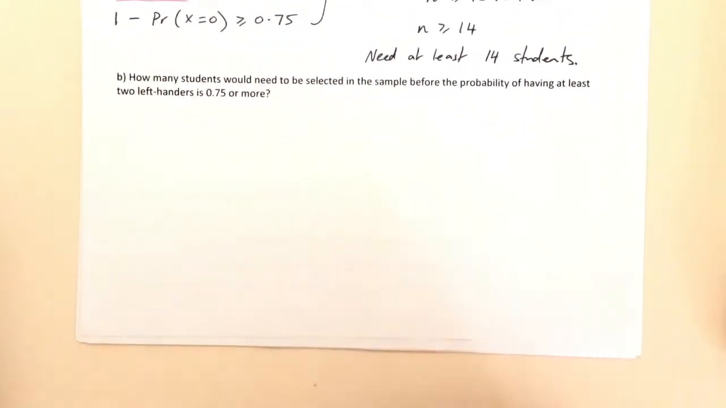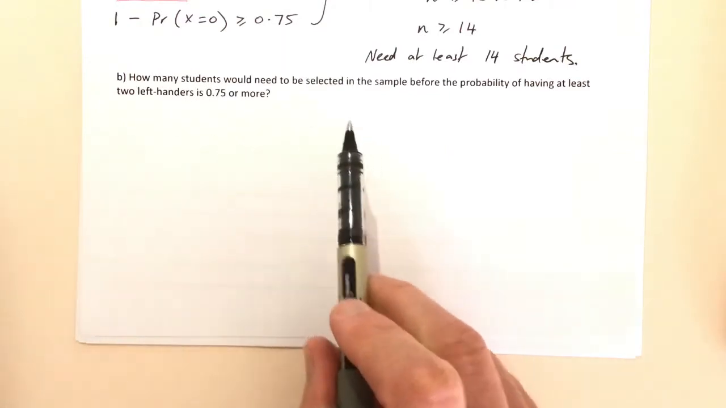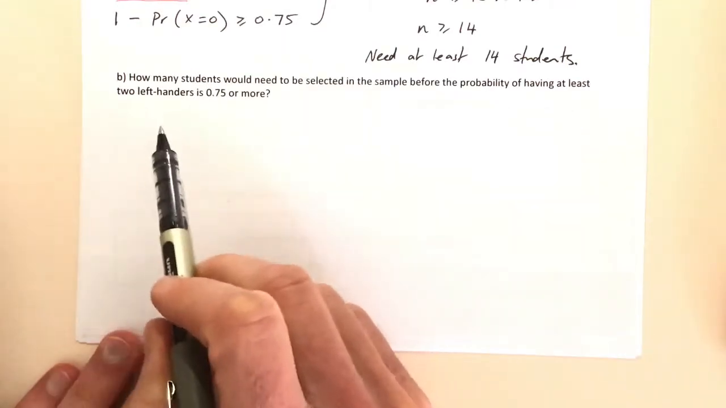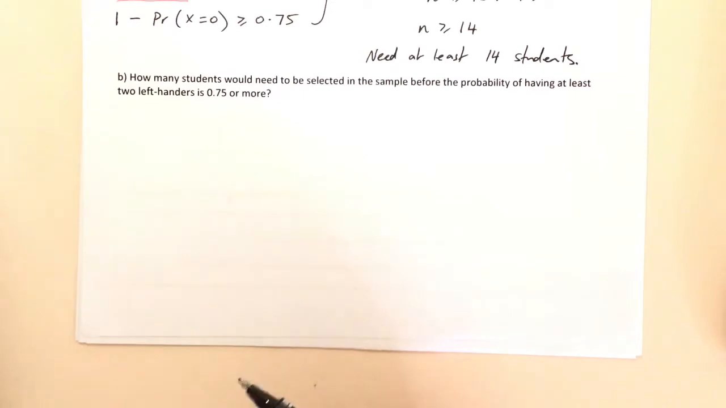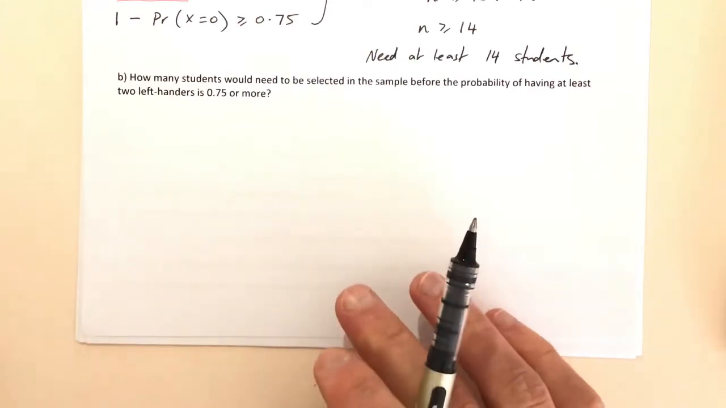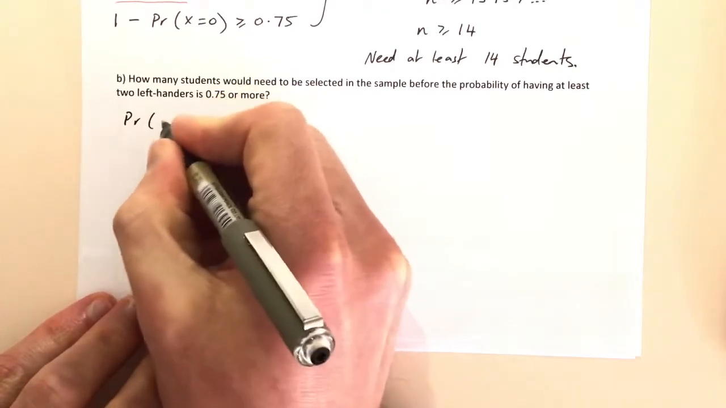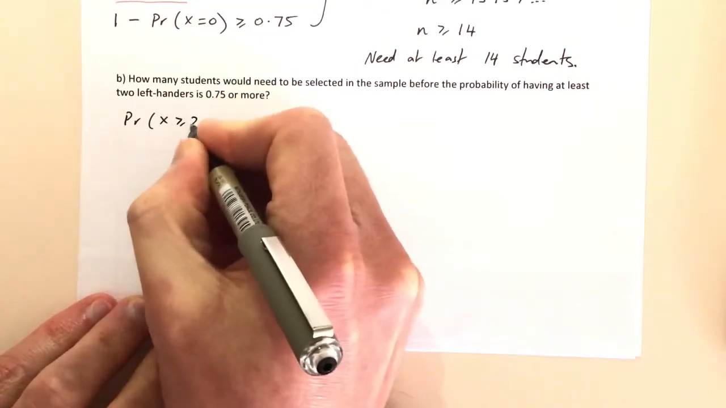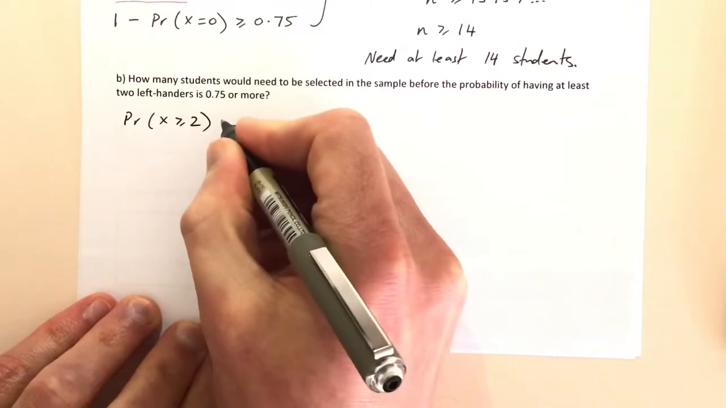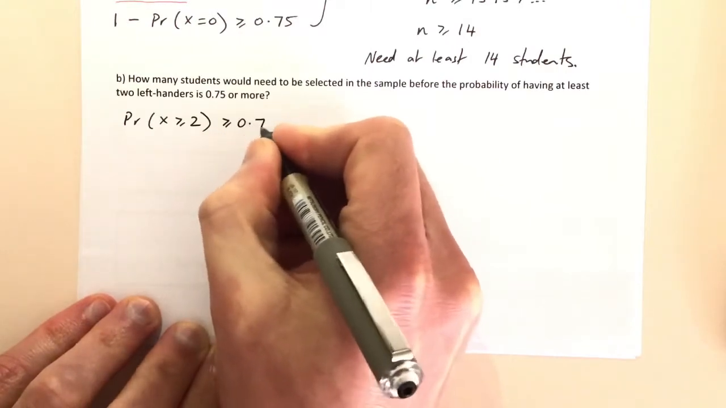Okay, Part B, this question says, how many students would need to be selected before the probability of having at least 2 left-handers is 0.75 or more? So really similar question, but this time we want at least 2 left-handers in our sample. So what we're saying is the probability that x is greater than or equal to 2 needs to be greater than or equal to 0.75.